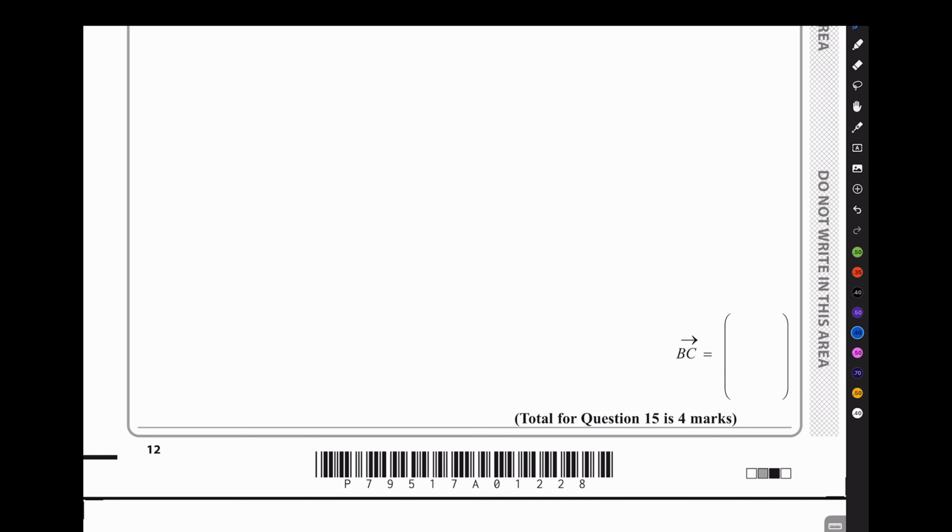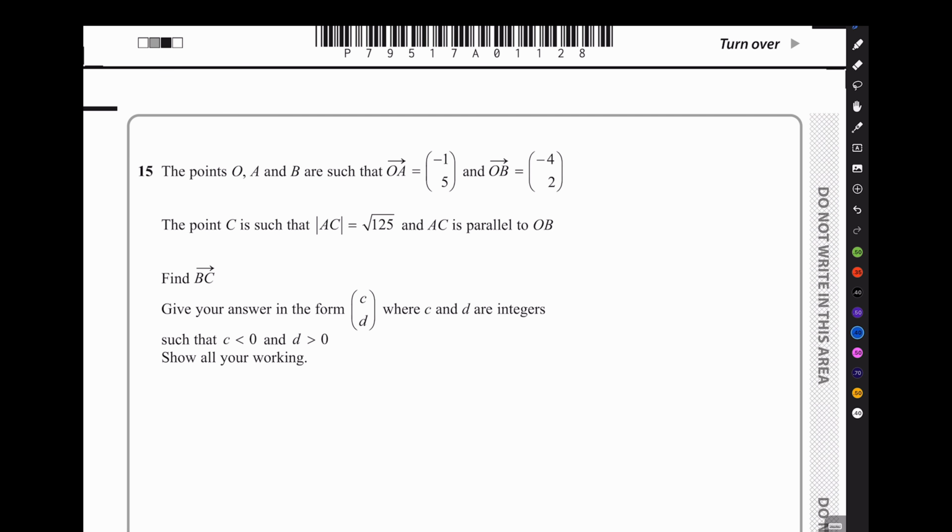The next one, it's 4 marks. So I guess it might be difficult. Let's see. The point C is such that AC is parallel to OB. This line is very important. Find BC. We do not know the coordinates of C, and we need to find BC.